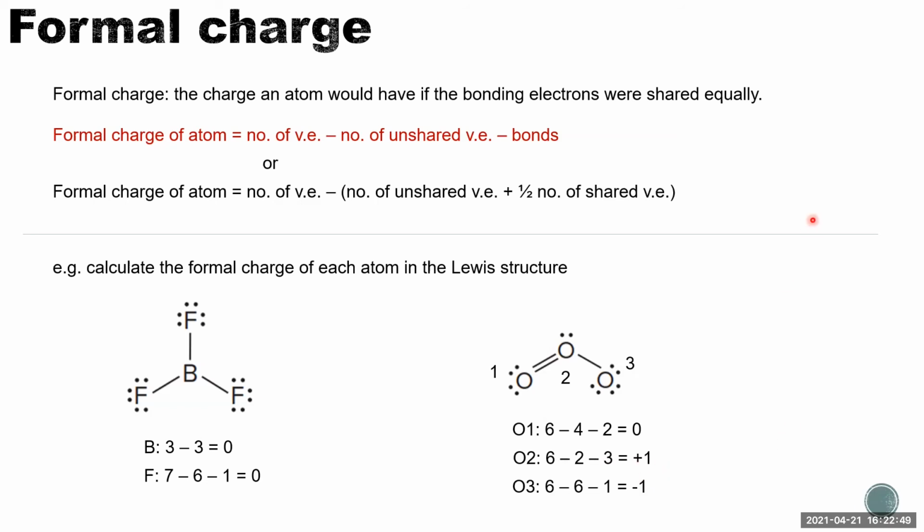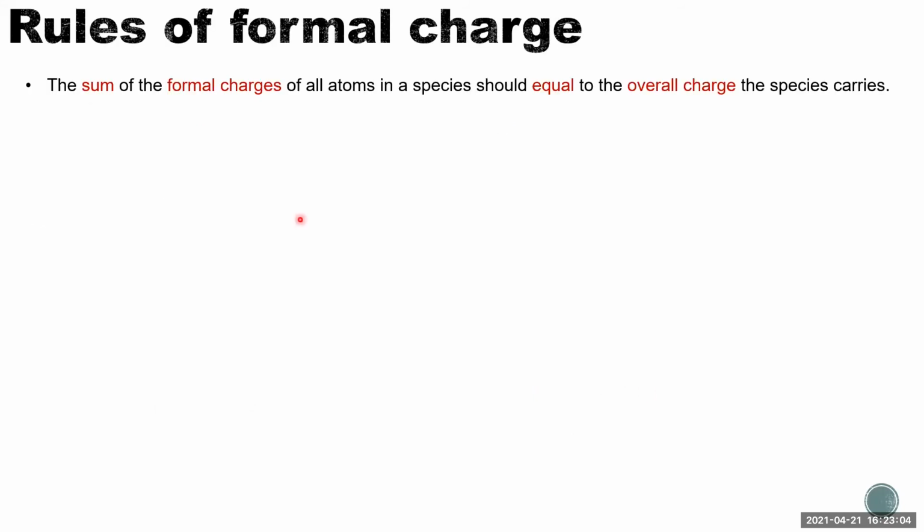Okay, after doing the calculation, we can learn a few rules of formal charge. As you can probably tell from these two examples, the formal charges we calculate for a correct Lewis structure are very close to 0. The sum of the formal charges of all atoms in a species should equal the overall charge that the species carries. For example, here, boron fluoride, we calculate that all of the formal charges of the atoms are 0. So the sum of the formal charges is 0, which equals the 0 charge this molecule carries. It's a charge neutral molecule.